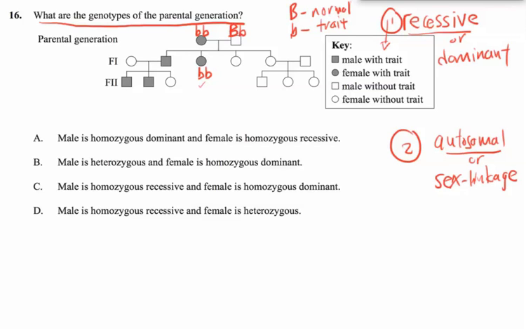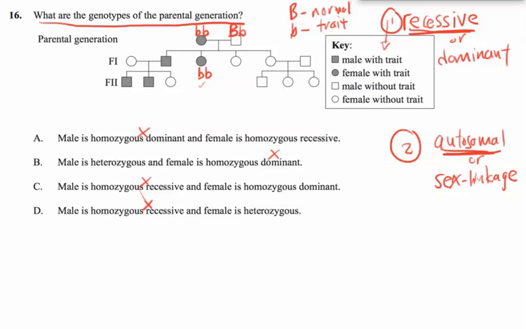I think I have enough information to be able to look through these answers and see what's going on. So if it's a recessively inherited trait and it's autosomal, then let's see if I can find an answer here. I can see that my mother is homozygous recessive and the dad is heterozygous. And if I look through these answers here, the male is homozygous dominant. Nope, that doesn't work. The male is heterozygous, yes, and the female is homozygous dominant. Okay, that doesn't work. The male is homozygous recessive, that's already wrong.